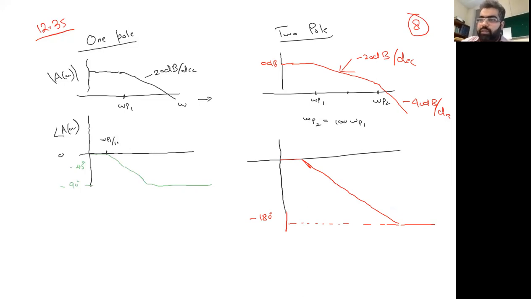So this is omega P1 by 10, this is omega P1, this is 10 times omega P1. Okay, so this one, let's write, is omega P2 by 10. It's fine like this. And this one is omega P2, and this one is 10 times omega P2.